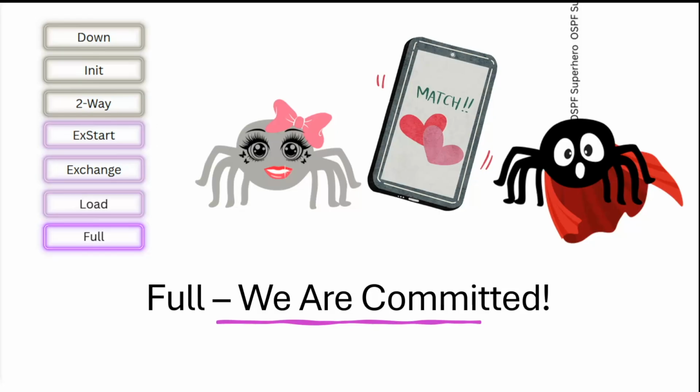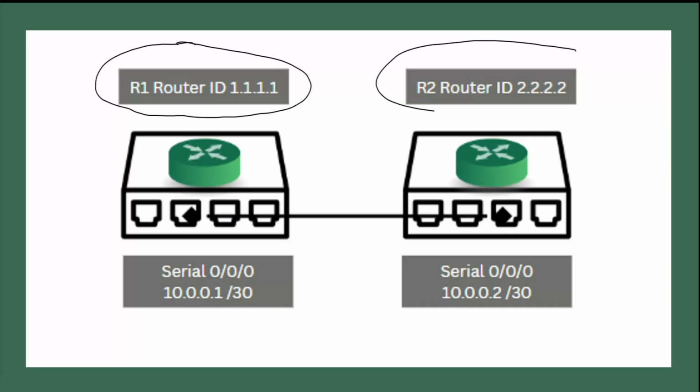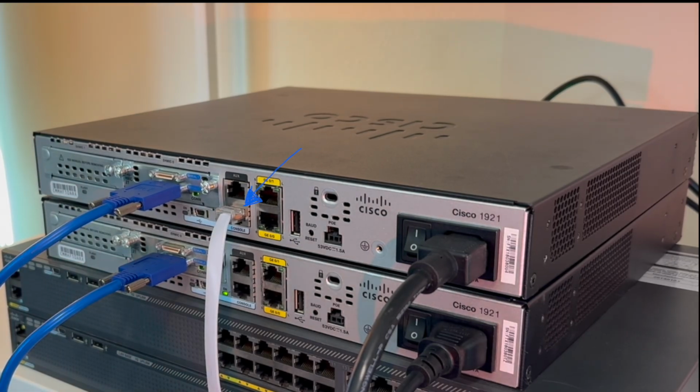So let's move from cartoons to reality and see this on an actual Cisco router using a debug command. This is our logical router topology. In my lab, I'm using two Cisco 1921 routers connected using their serial 0/0/0 interfaces. OSPF is already configured on both routers. Router 1 has a router ID of 1.1.1.1, and router 2 has a router ID of 2.2.2.2. Here's a quick look at my physical lab setup.